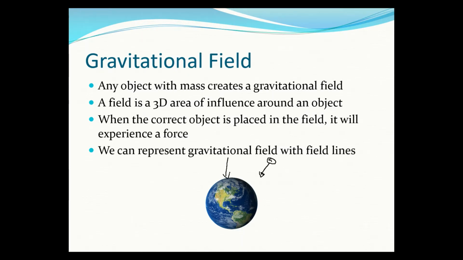Gravitational field lines just show which direction an object would go if we placed it at that location. So if I placed an object here, it would go towards Earth. If I placed an object here, it would go towards Earth. With Earth and a gravitational field, it's really nice and easy. Our gravitational field lines always go towards Earth.